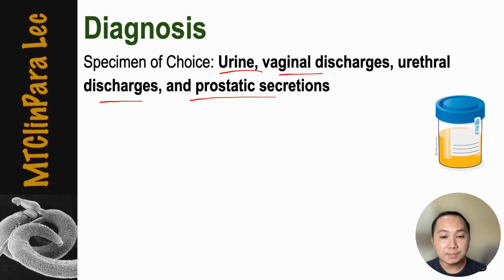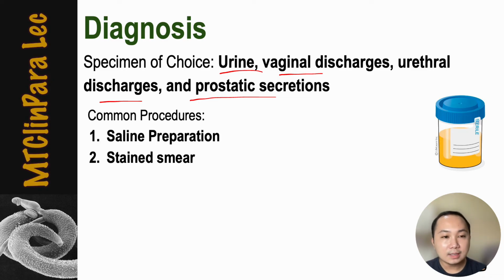Either of these particular fluids may be used in the analysis of our trophozoites regarding your Trichomonas vaginalis. The common procedure is the basic saline preparation where we smear fluid secretions at the top of your glass slide with 1 drop of saline and view under the microscope.